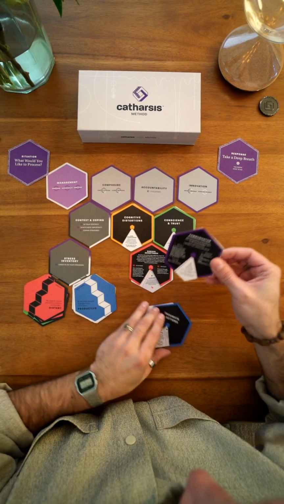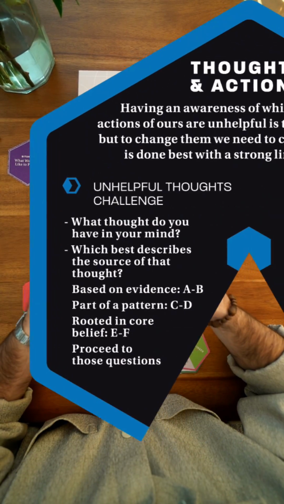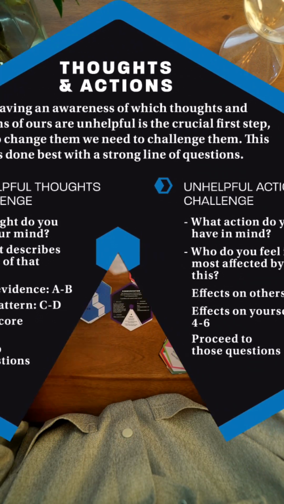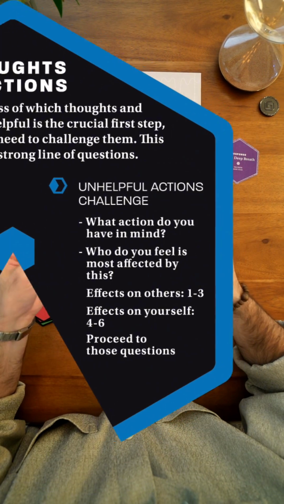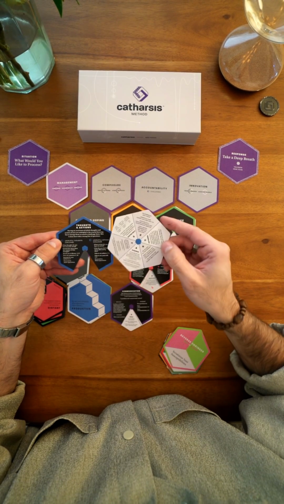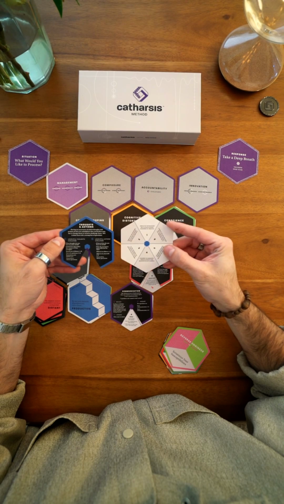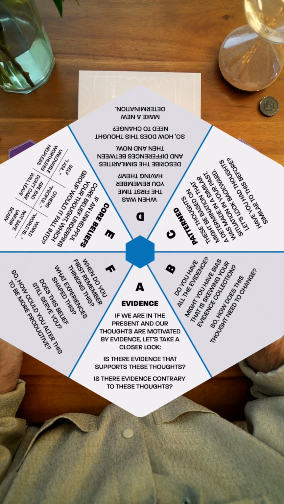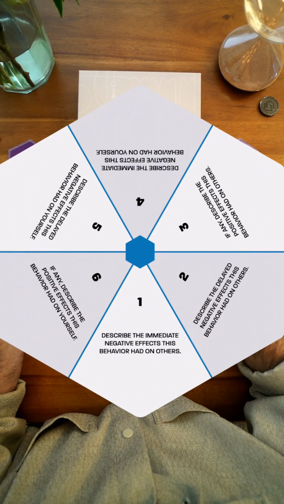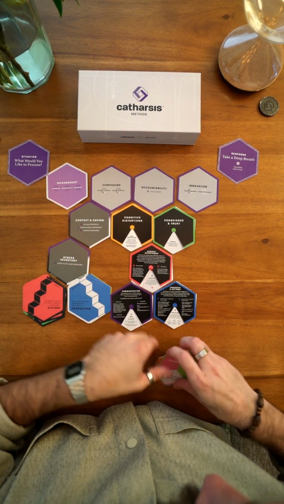Challenge 5 is thoughts and actions. This is based on whether you have unhelpful thoughts or unhelpful actions in the situation you chose to process that you'd like to challenge, and practice interrupting those unhelpful things. So based on whichever you choose, you'll proceed through some of the prompts on either one side or the other of the bottom card. Moving on to the third pillar of management, innovation.